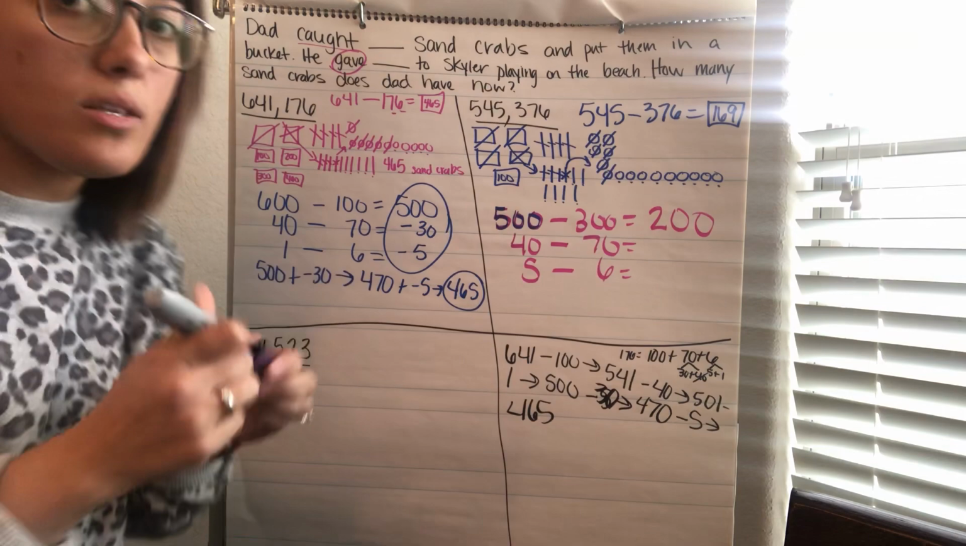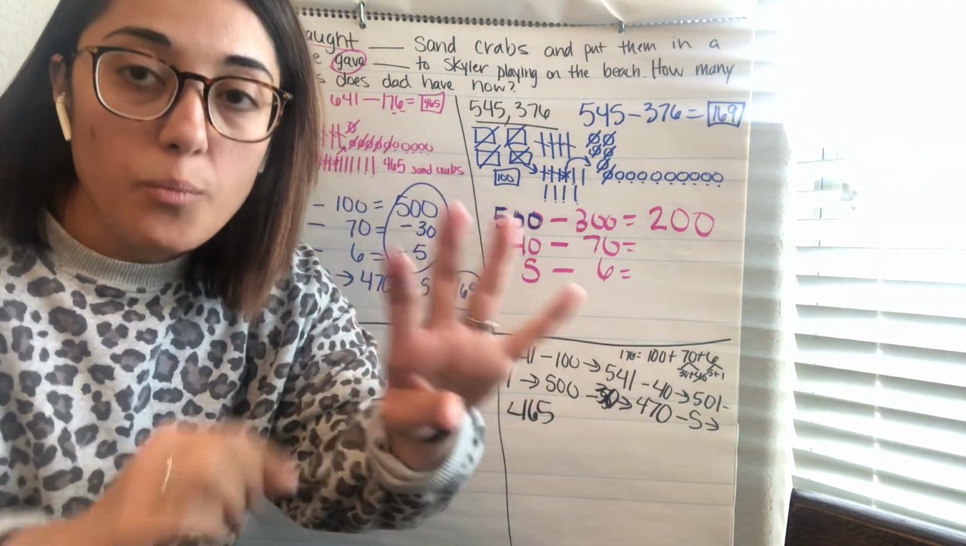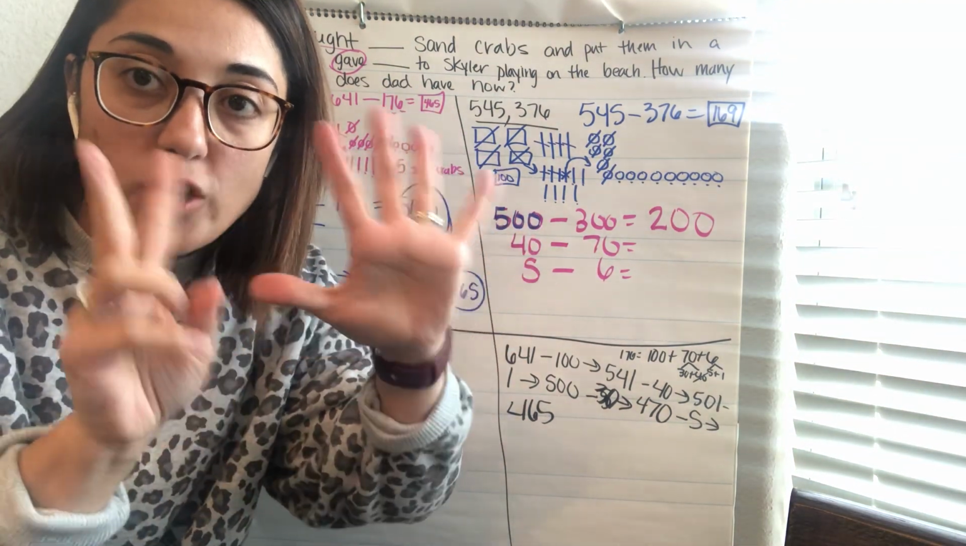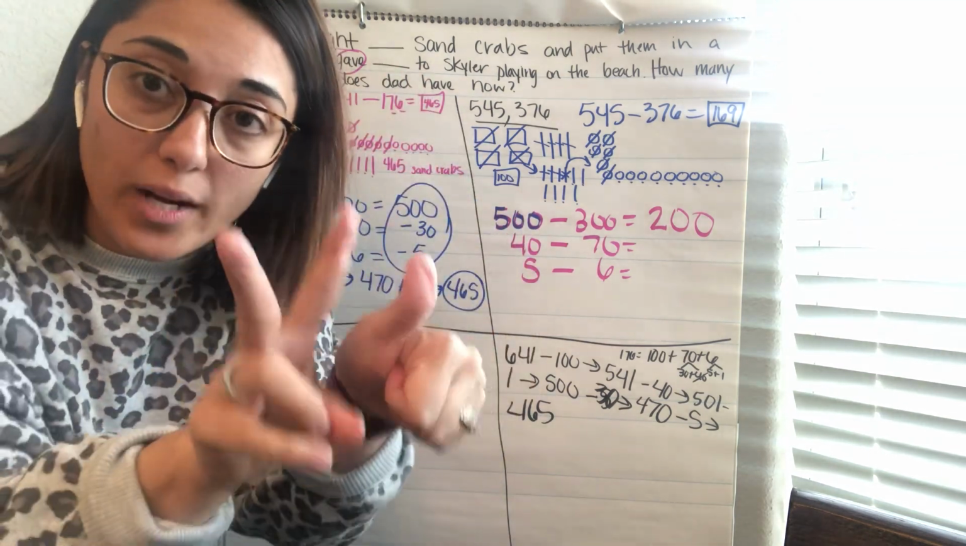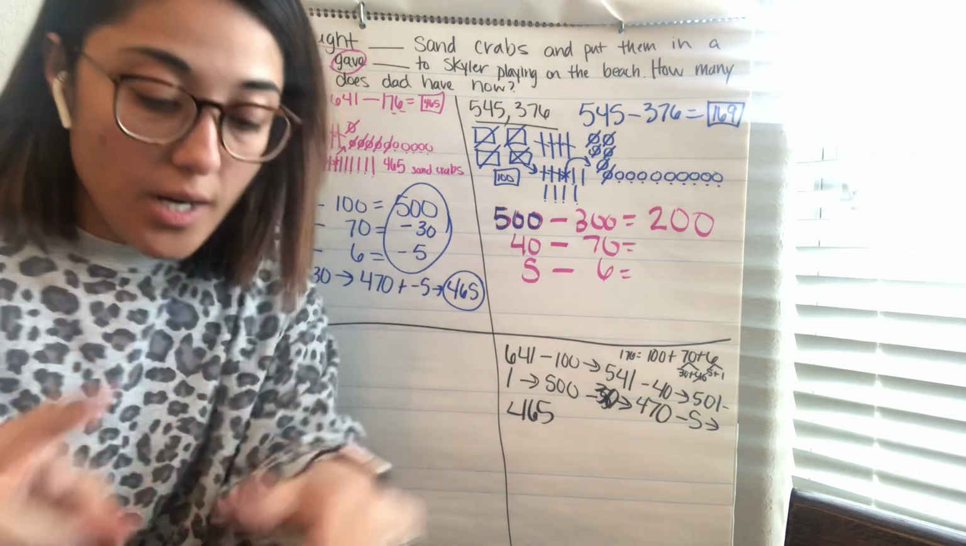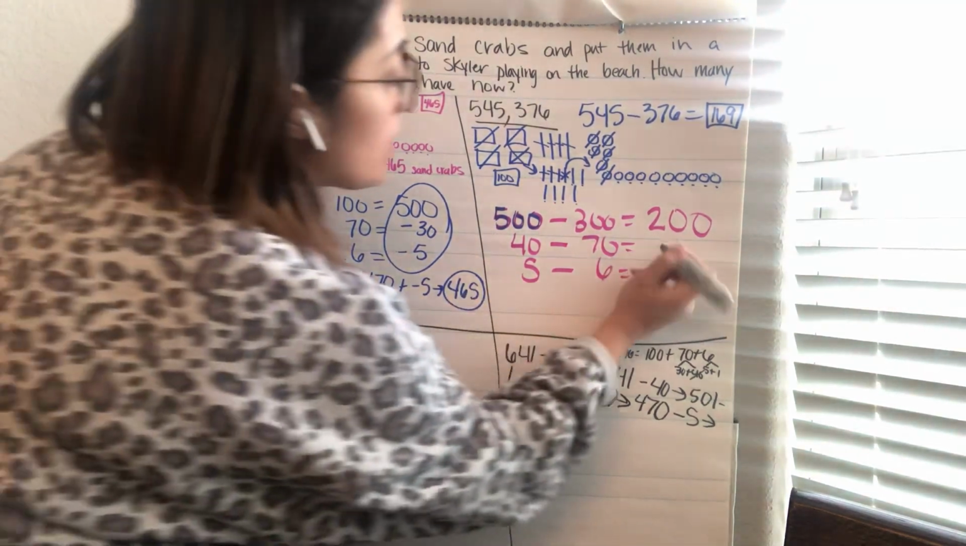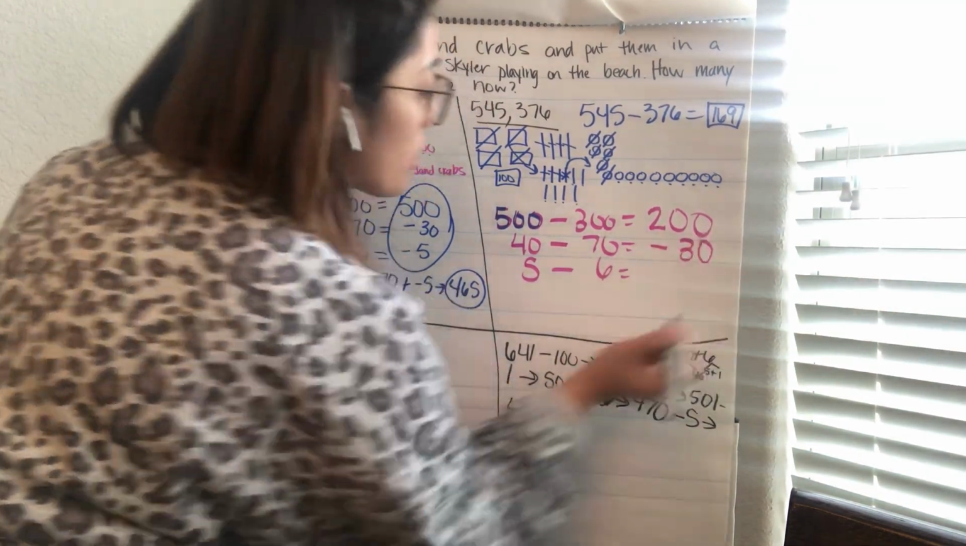40 minus 70. So again, if I have 40, but I need to take away 70, so my fingers are tens, so I have 40. I need to take away 70. I can take away the 40, but that will leave me with 30 that I still have to take away. So that's why it's a negative 30.